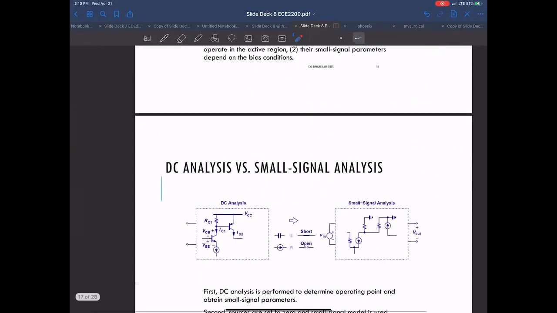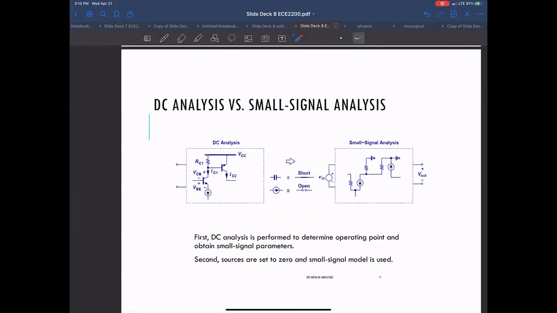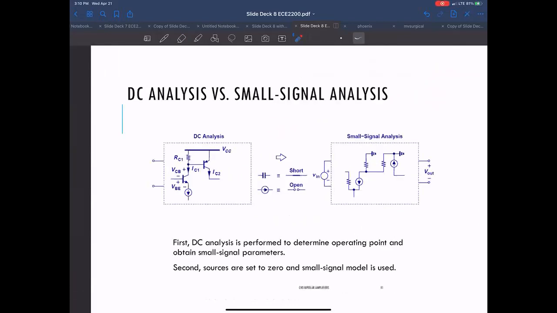Okay, so let's now talk about some background. Again, I think we've talked about this a bit: basically DC analysis, or large signal analysis, and small signal analysis. The way you analyze biasing circuits, or any circuit really, when we're designing an analog circuit, is we first do the DC analysis.